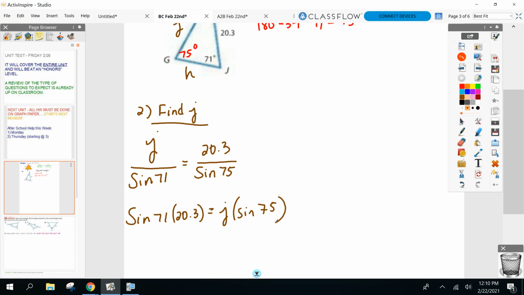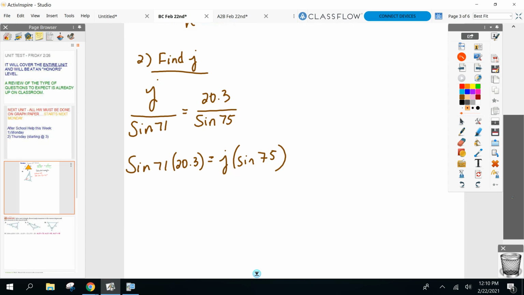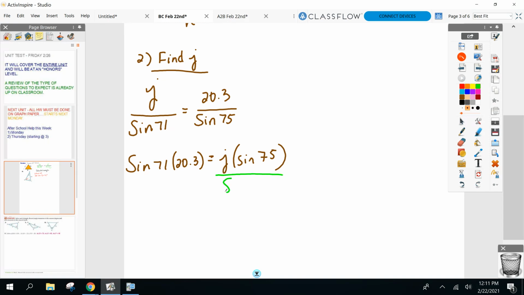All right, let me turn it over to you guys. How do you want to find J now? What do I need to do on both sides? How do I get J by itself? Get sine of 71 times 20.3. All right, I'll multiply sine of 71 times 20.3, but I still got to get J by itself on this side. And then you can divide that by the sine of 75. Divide the right side and the left by the sine of 75. Yep.